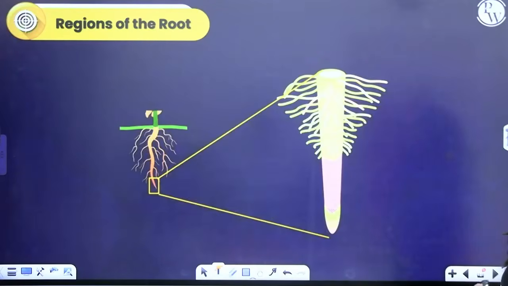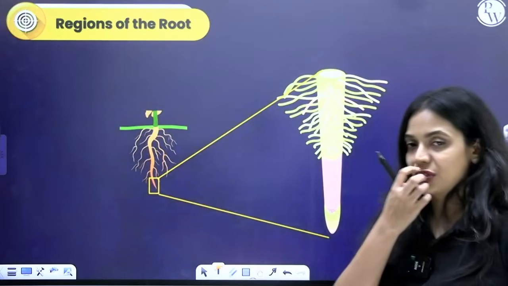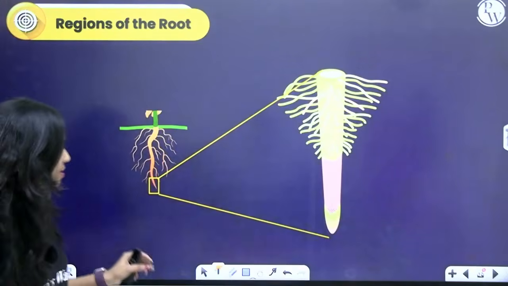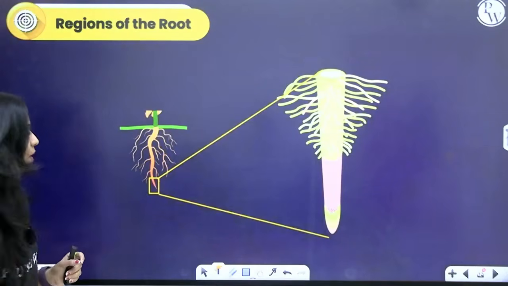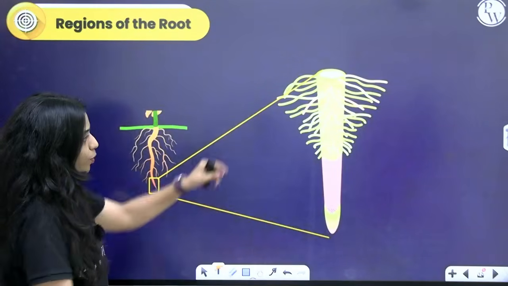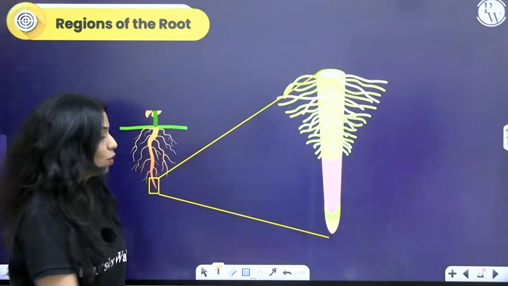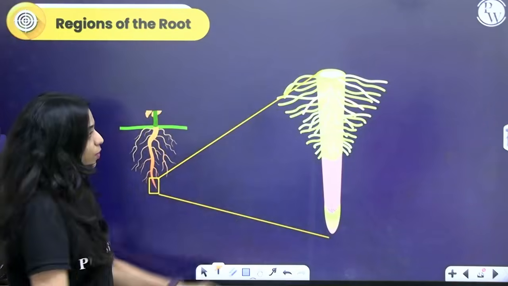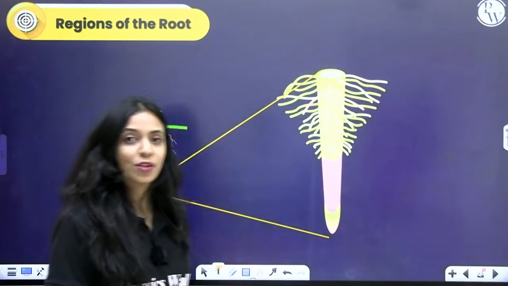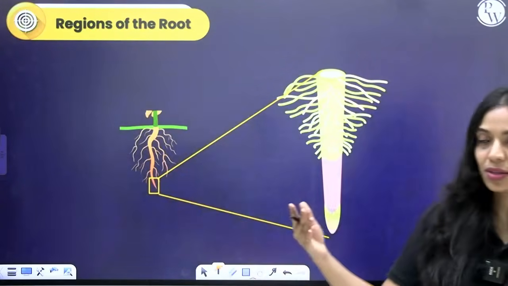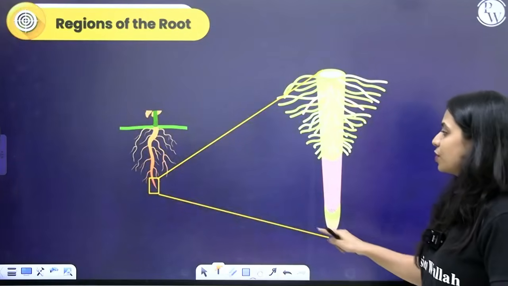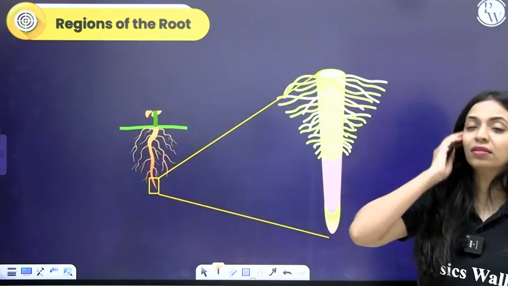Alright, now let's talk about the different regions of a root. Here what you're looking at is a taproot. Let's take one section of the taproot and enlarge it. Over here at the tip of the root, you can find many different types of regions or zones. We will learn about what are those different zones that you can see at the tip of a root.